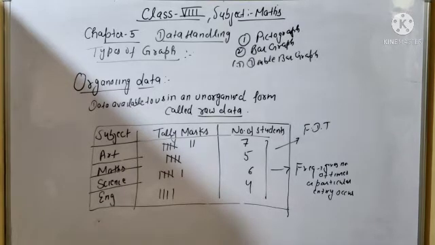And what are the frequencies? Art frequency is 7, maths frequency is 5, science frequency is 6, English frequency is 4. It means art is taken by 7 students, so 7 is called the frequency of art. Maths is taken by 5 students, so 5 is the frequency of maths. Science is taken by 6 students, and English by 4 students. Frequency gives the number of times a particular entry occurs, and this complete table is called FDT, the frequency distribution table. After that we will do grouping data. Next one, grouping data.